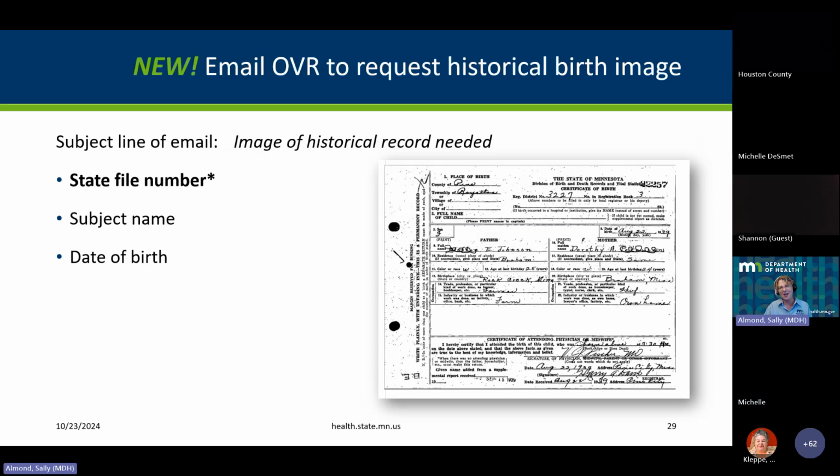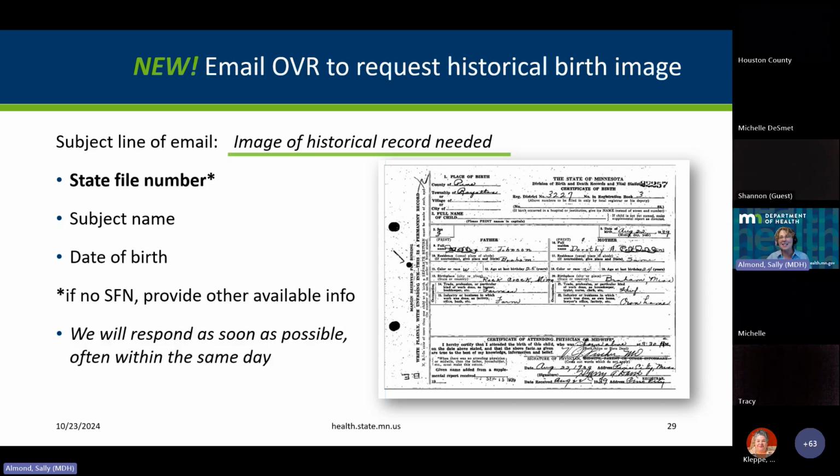And just as with historical death records, OVR will provide redacted images of historical birth records upon request. The same instructions apply. Send an email to health.vitalrecords@state.mn.us and tell us the state file number, the subject's name, and date of birth, and we will get it back to you as quickly as we can.